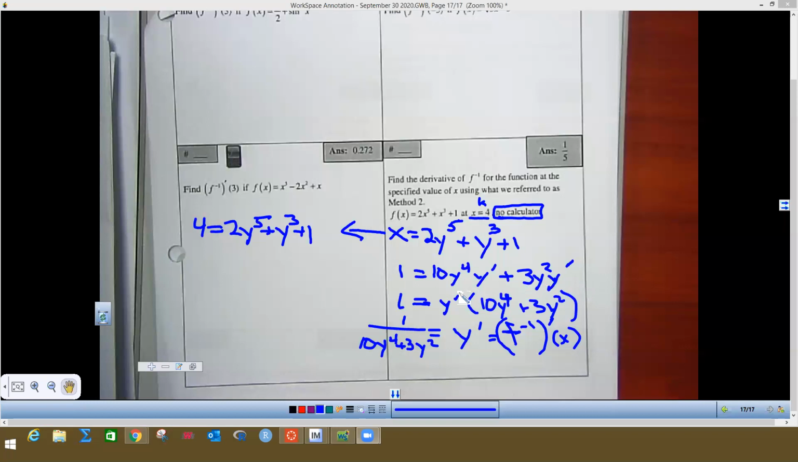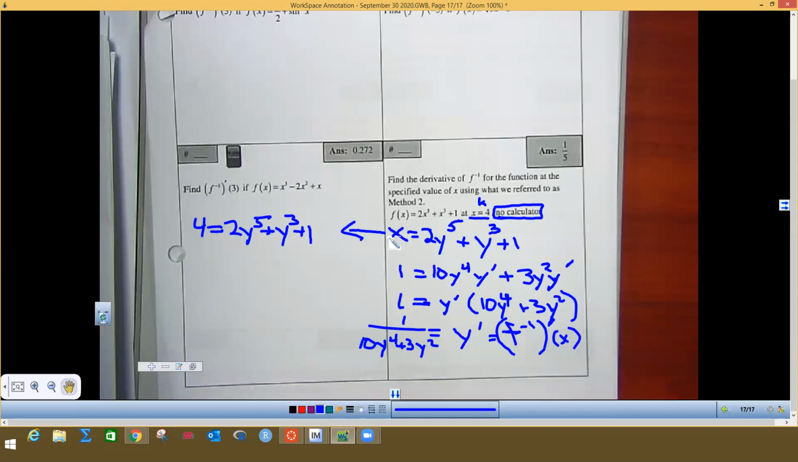And then I solved this. I factored out y prime and then solved for y prime. We'll solve y prime to equal this. And again, you need to know this is the inverse. So this y prime is the derivative of the inverse of f of x.